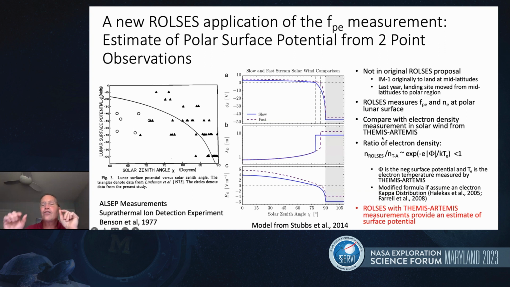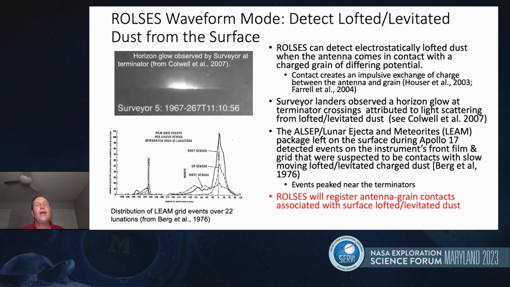And our models also suggest that the surface should be strongly negative. So if you compare the electron density as measured by ROLSES to that of Themis Artemis out in the undisturbed solar wind, you would expect the ROLSES density to be lower, and just how much lower will be a function of the surface potential. So ROLSES, along with Themis Artemis, will get that measurement of the surface potential. And actually, there is a difference between what LSEP has measured, what SIDE has measured, and what our models say. So hopefully the ROLSES and Themis Artemis measurements will allow us to converge and understand why there are differences between the two values.